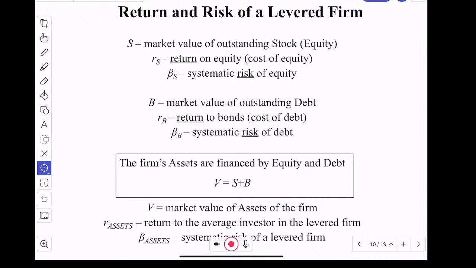So S is the market value of outstanding equity. RS is the return on equity. So this is for each dollar invested, this is a return to stockholders. And then a measure of the systematic risk of equity would be beta S.